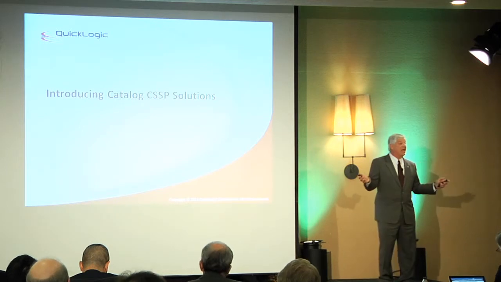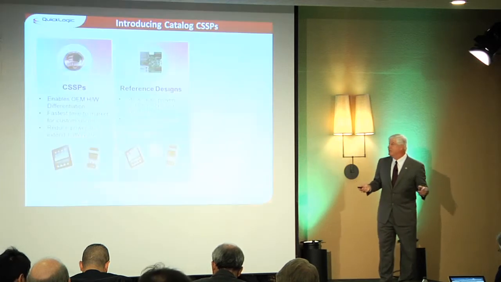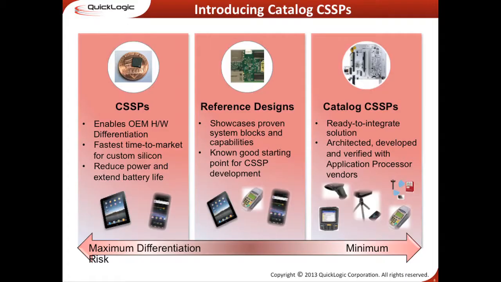So that is exactly how we came up with this notion of Catalogue CSSPs. So what is a Catalogue CSSP? Well, it really started from a reference design, and now you see reference designs not only helping OEMs, but in this case it helped the application or the semiconductor partners that we deal with. And what we've done is we have really a ready-to-integrate solution, and it's architected specifically with an application processor company like a TI or like an Icera, and I'll show you specific examples of what I'm talking about.